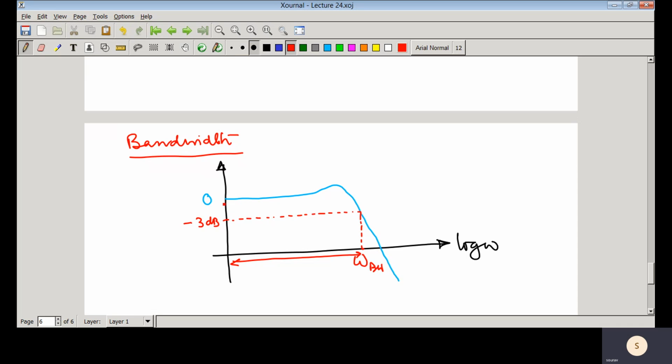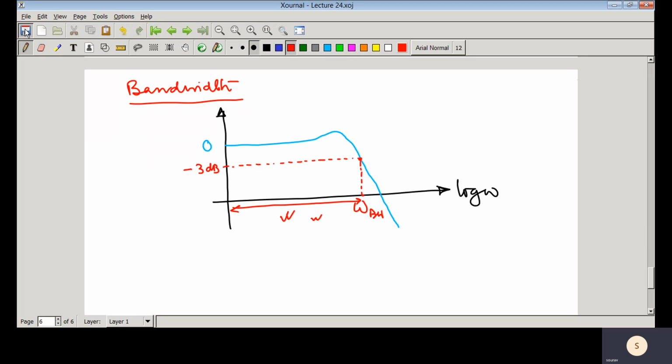In this particular frequency range, we can see that the magnitude that we have at 0 frequency falls below the minus 3 dB line after that frequency. And in this particular frequency range, the gain is above minus 3 dB. So this particular range is called the bandwidth. The formal definition of bandwidth is as follows.